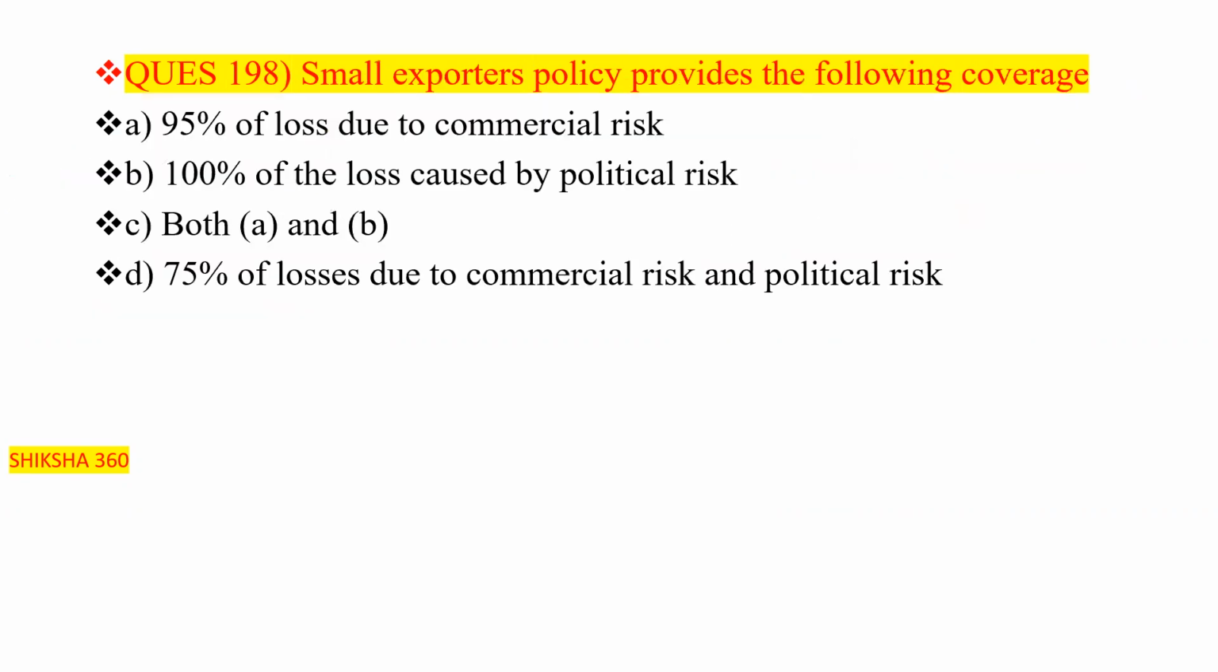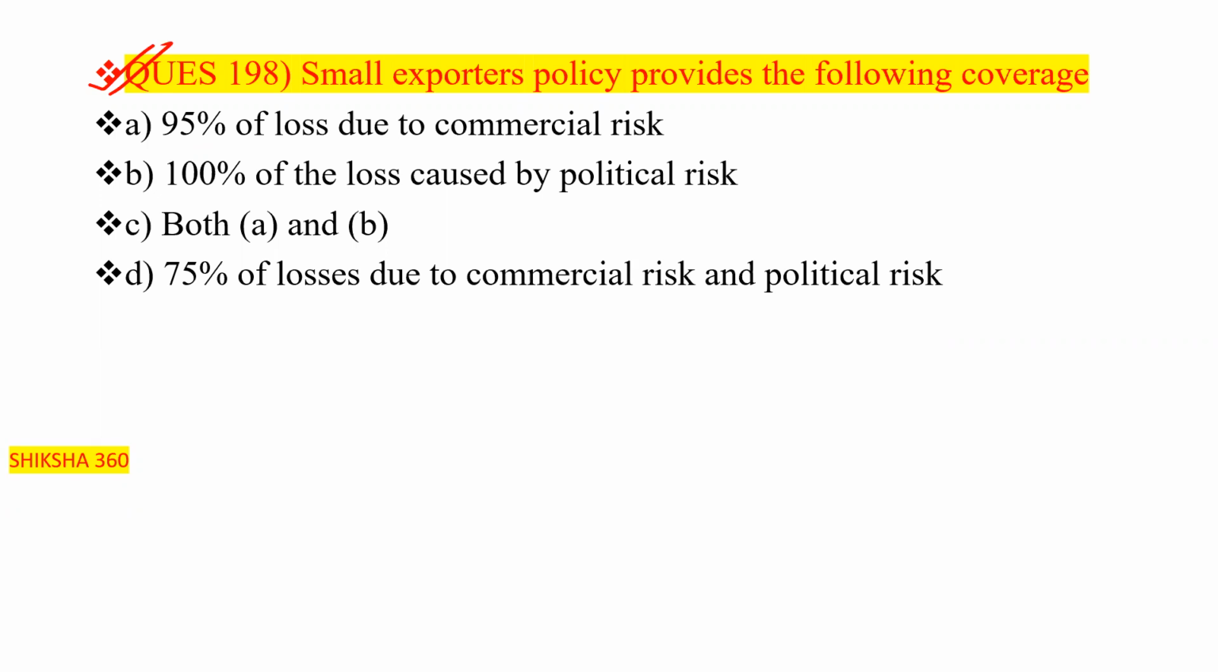Okay. Now move to the next question. Question number 198. Small exporters policy. Small exporters policy provides the following coverage. Very, very important. We have already discussed that also. First one is 95% of loss due to the commercial risk, 100% of the loss caused by the political risk, both A and B, or option D, that is 75% of the losses due to commercial and political risk.